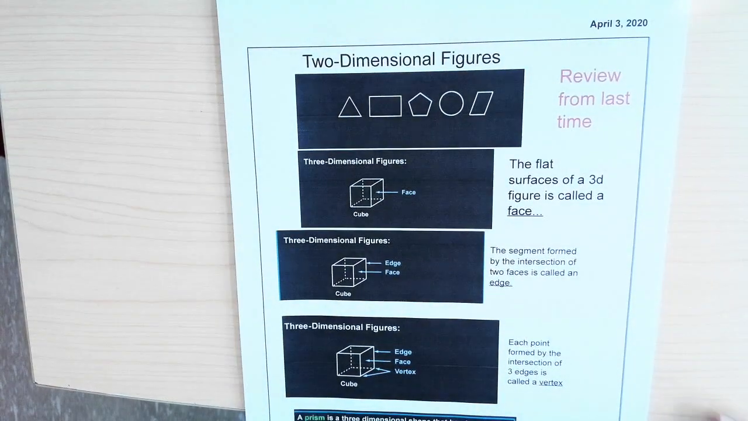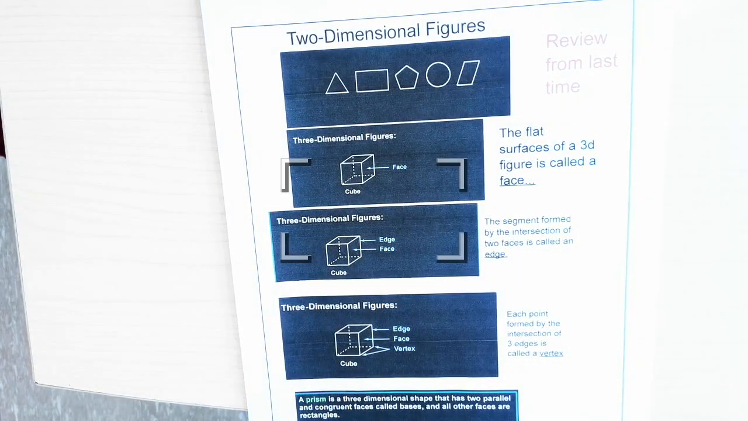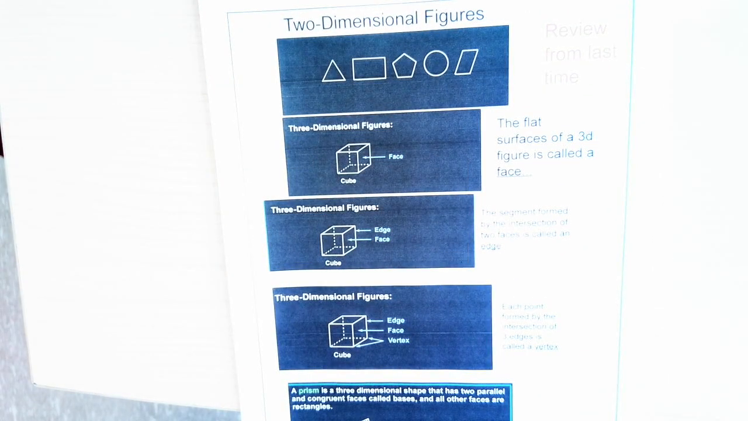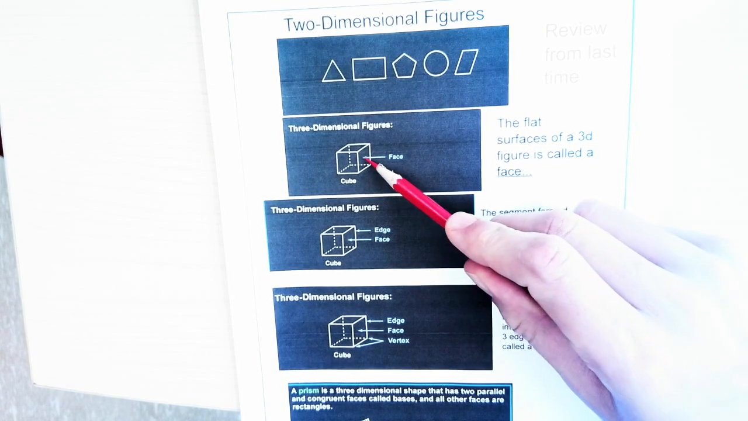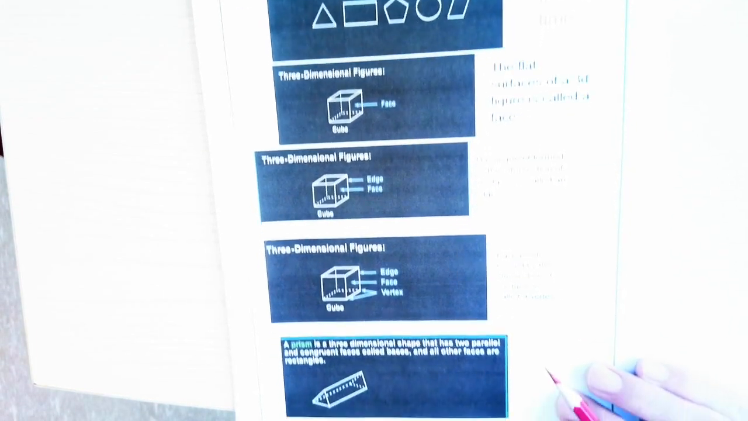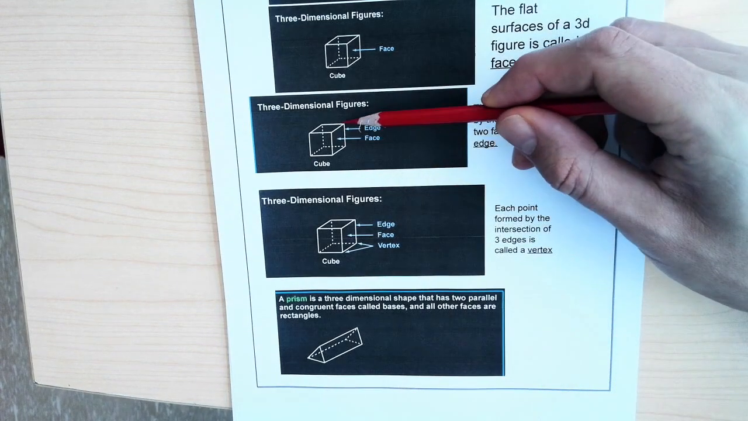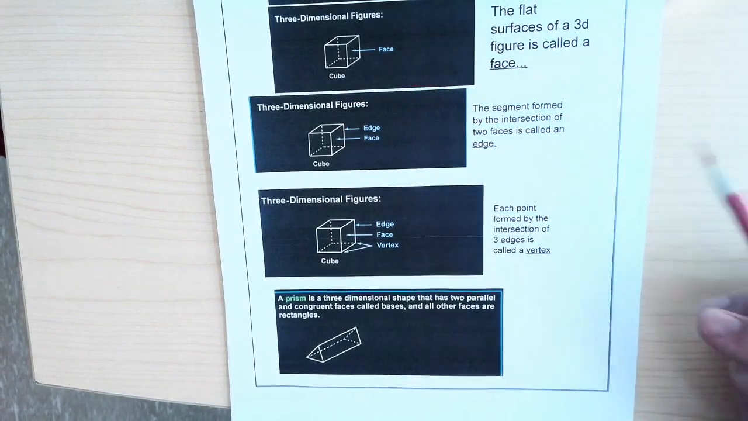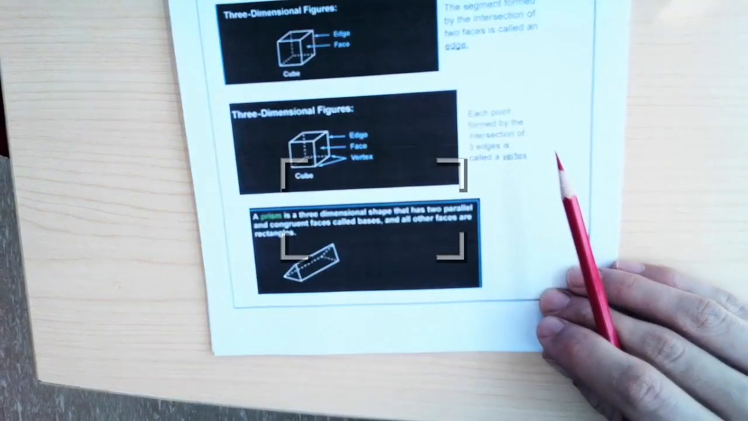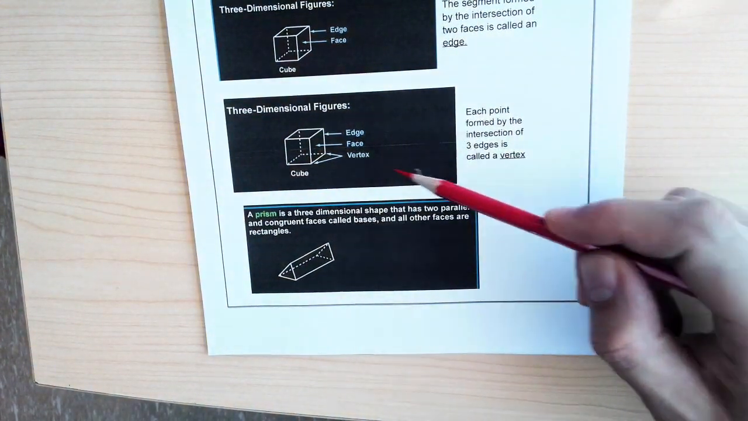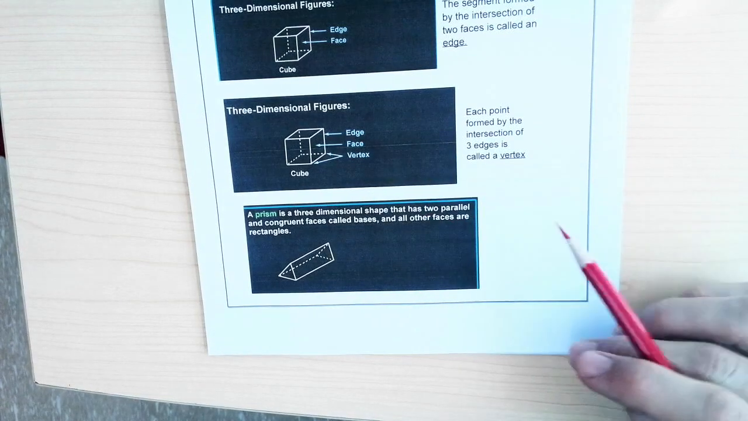Let's review some vocabulary before we start. This is vocabulary from last time. The flat surface of a 3D figure is called a face. The segment formed by the intersection of two faces is called an edge. And each point formed by the intersection of three edges is called a vertex, also known as the corner.